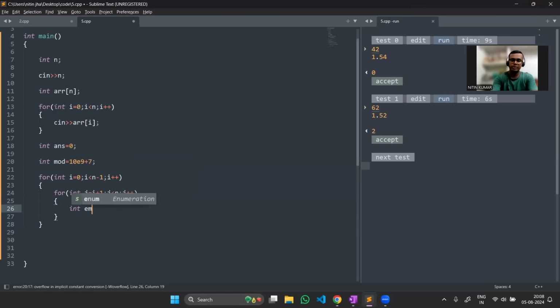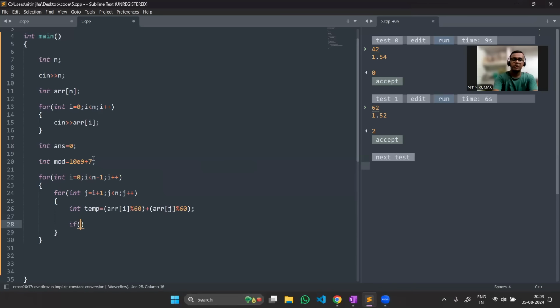So int temp will have array of i modulo 60, to take it in that range, plus array of j modulo 60. Now the sum is there. Now just have to check whether it is a full multiple of 60 or not.